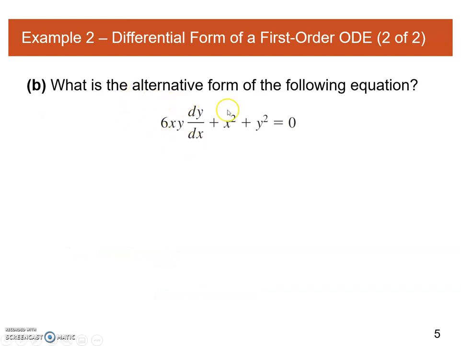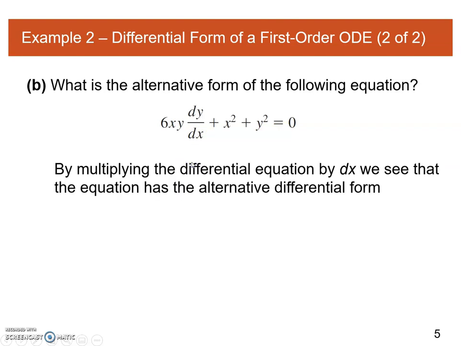Then next is this: what is the alternative form of the following equation? Suppose that this time you have been given the equation in dy over dx form. Sometimes it is useful to convert it into the differential form. That means we need to multiply throughout this equation by dx. If you do that, then you will get x squared plus y squared dx plus 6xy dy is equal to 0.